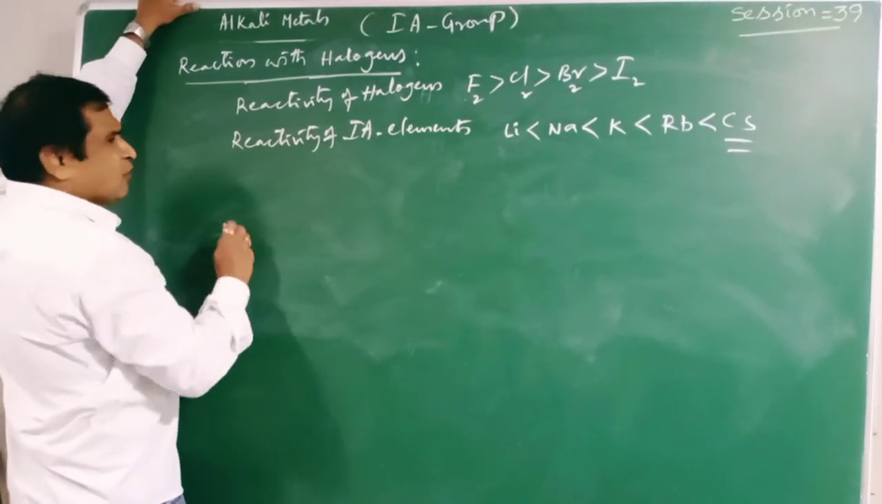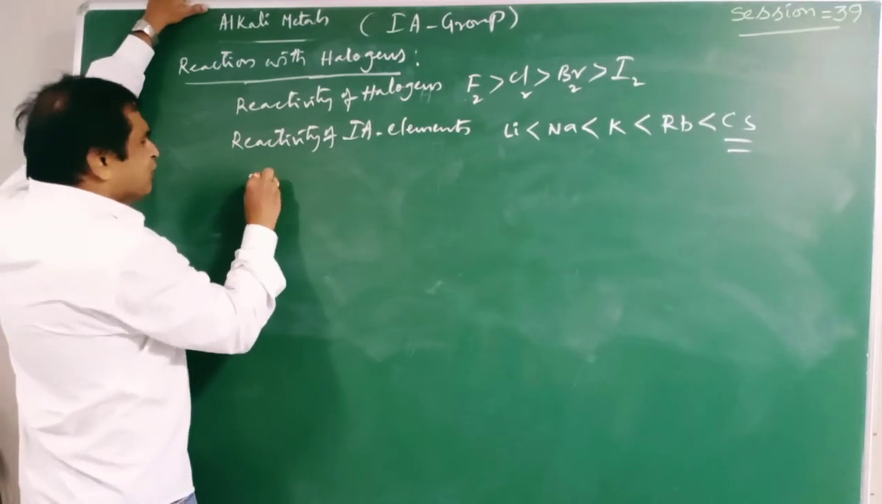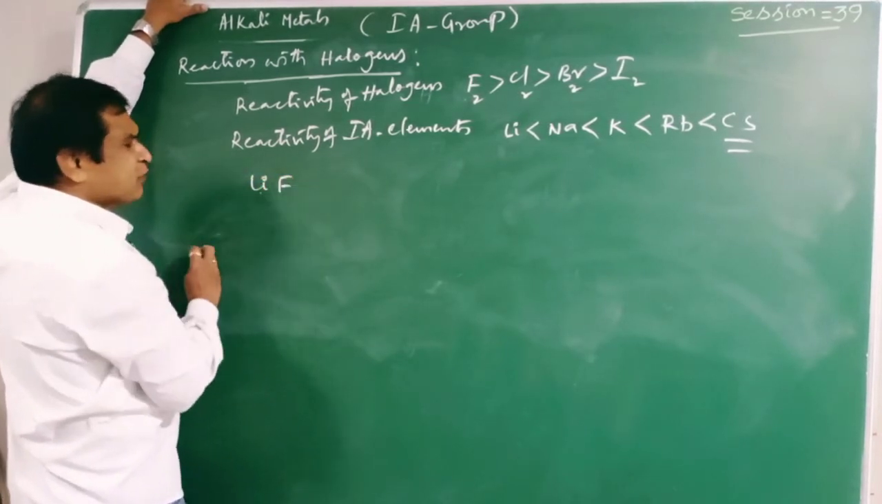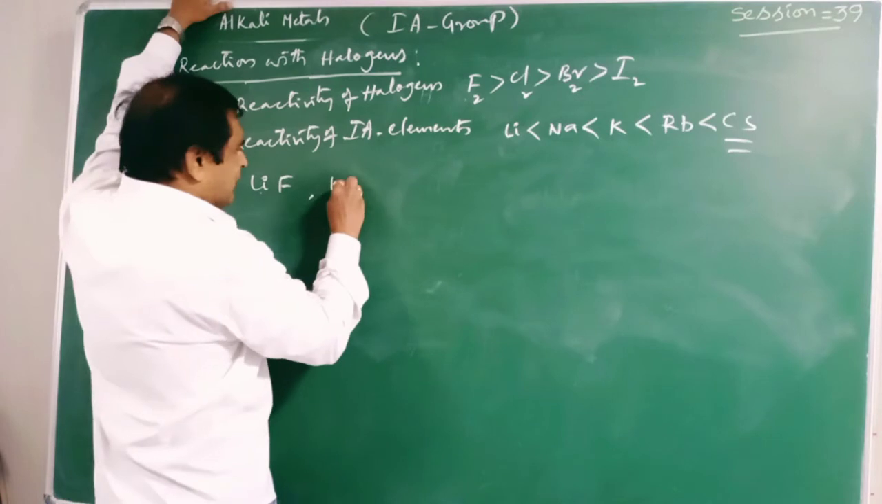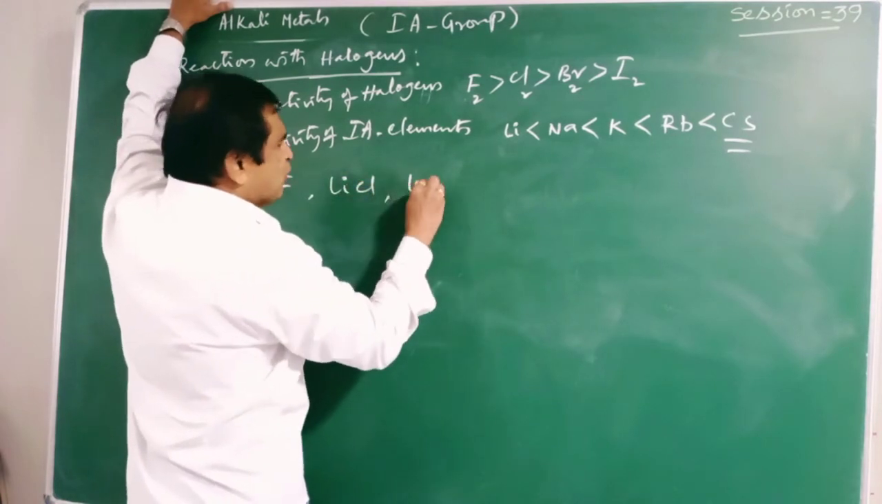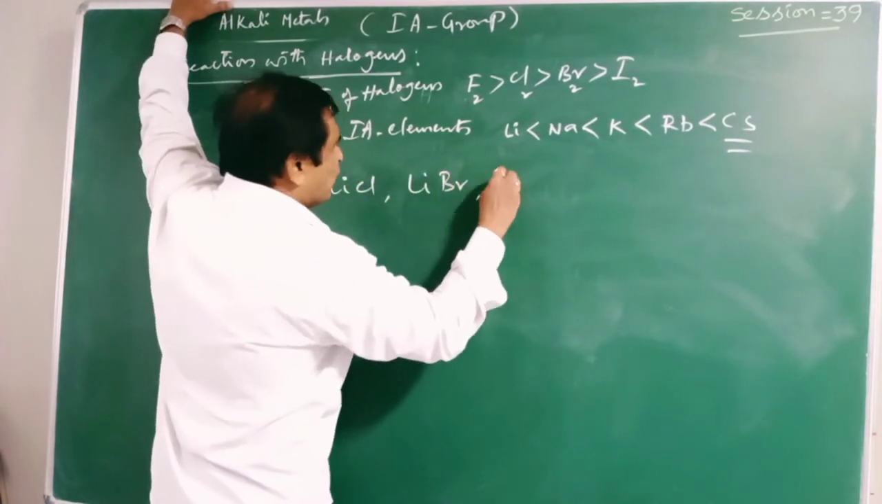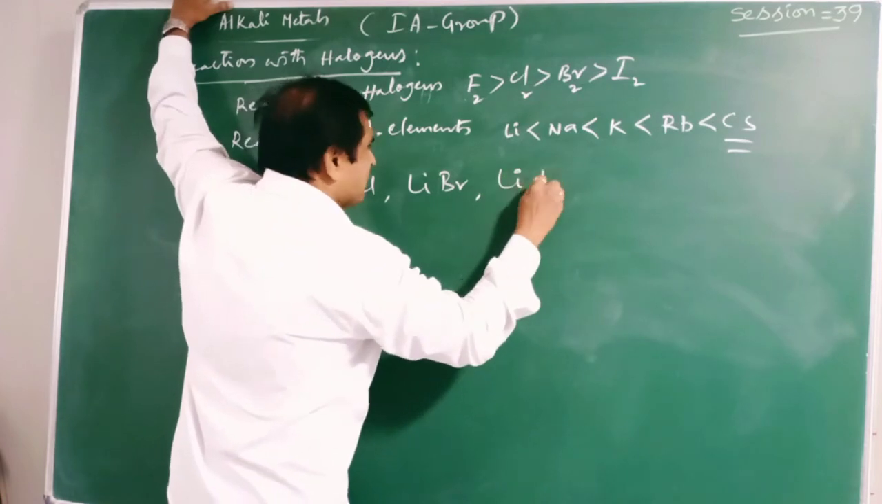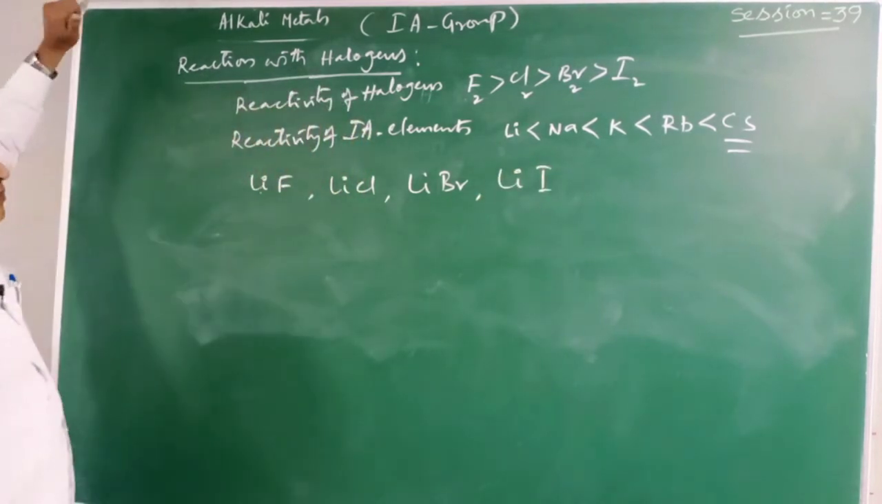Let us write fluorides of alkali metals. Lithium fluoride, lithium compounds. Next, lithium chloride, lithium bromide and lithium iodide. These are all halides of lithium.